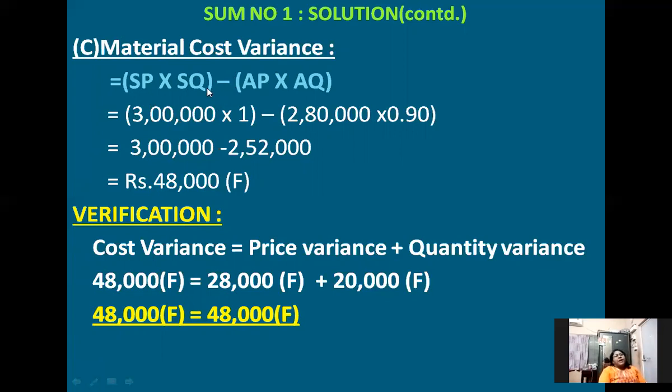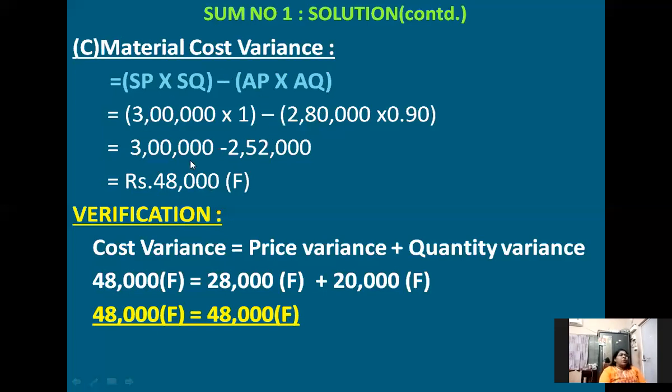Standard price into standard quantity minus actual price into actual quantity. So standard price is 1, standard quantity is 3 lakhs, actual price is 0.90, and actual quantity is 2,80,000. Compare these answers and we get the material cost variance as 48,000.